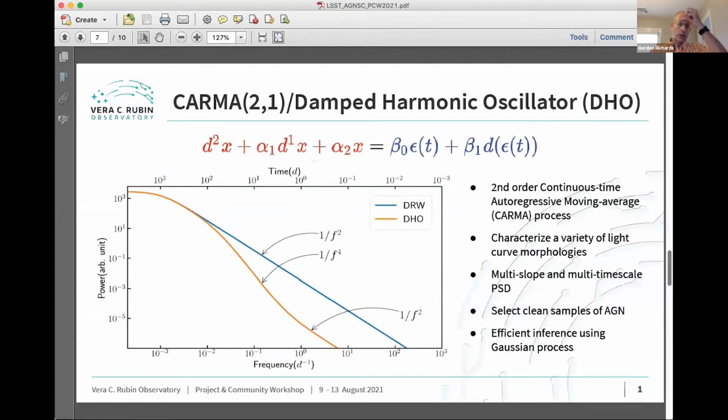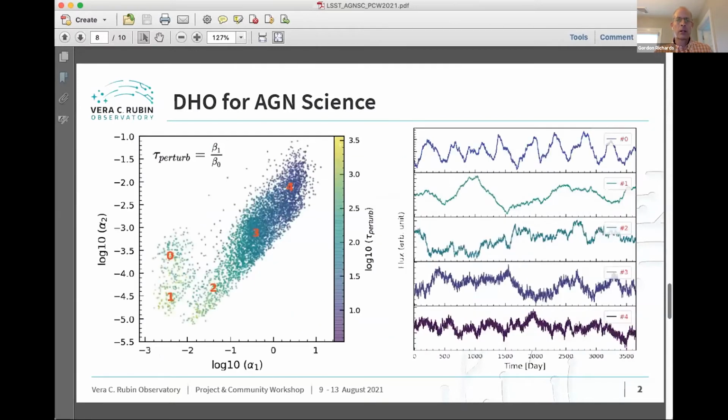Okay, another solution to the damped random walk problem is to try higher order models, such as a CARMA(2,1) model or a damped harmonic oscillator shown here, as compared to a damped random walk, which is a CARMA(1,0) model. You can see the difference in the PSDs as illustrated here. Basically, AGNs don't actually have a 1/f² structure function, and so this gives us two more degrees of freedom in characterizing the light curves. The terms on the right in blue characterize the perturbations, and the terms on the left in red characterize how the system responds to those perturbations.